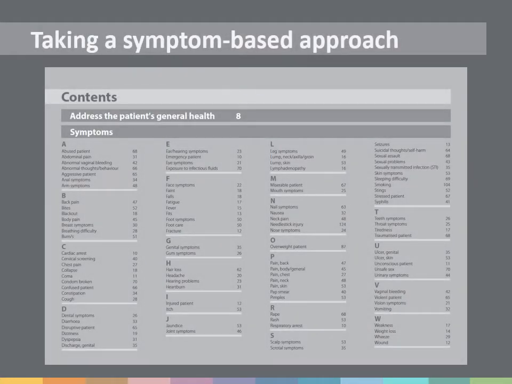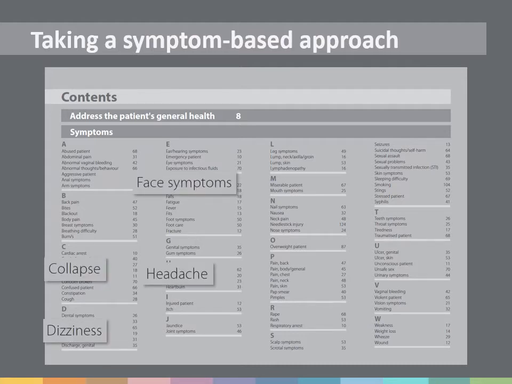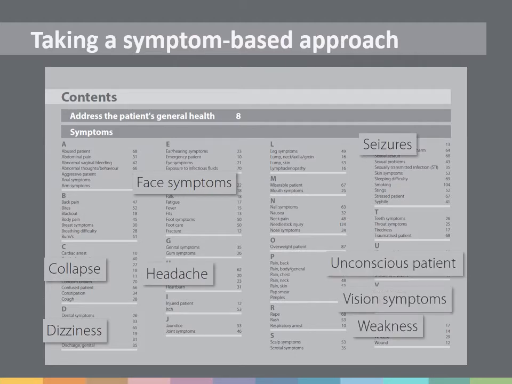The guide takes a symptom-based approach, featuring around 50 common symptoms. I'll use the patient presenting with a stroke as an example. She might present with collapse, dizziness, face symptoms, headache, a seizure, be unconscious, or have vision problems or weakness. Each one of these pages will prompt the clinician to consider a stroke.